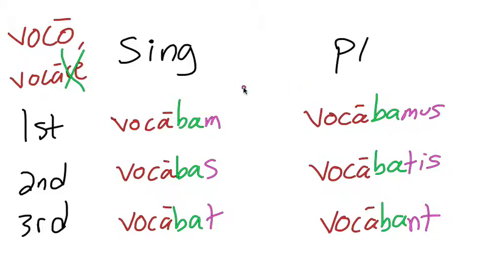Now the only difference between present endings is that instead of an O here for first singular, I have an M. So instead of O, S, T, mus, tis, nt, it's M, S, T, mus, tis, nt, and that's the only change for the personal endings. Okay, and if we were to translate these forms, wokabam would be I was calling.